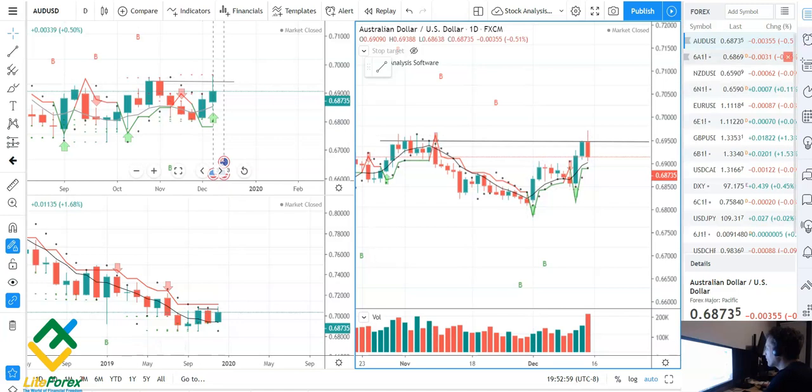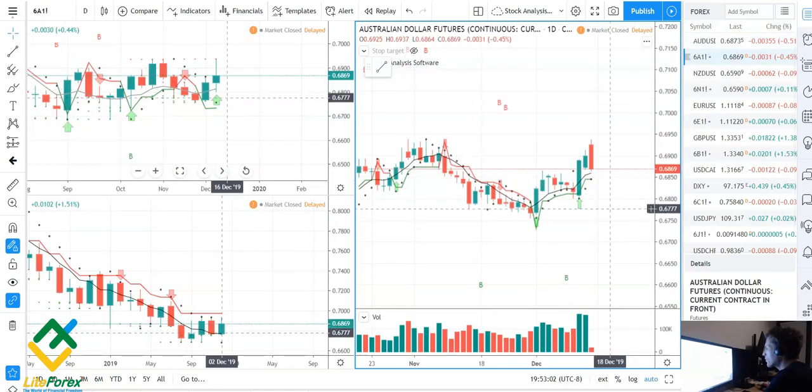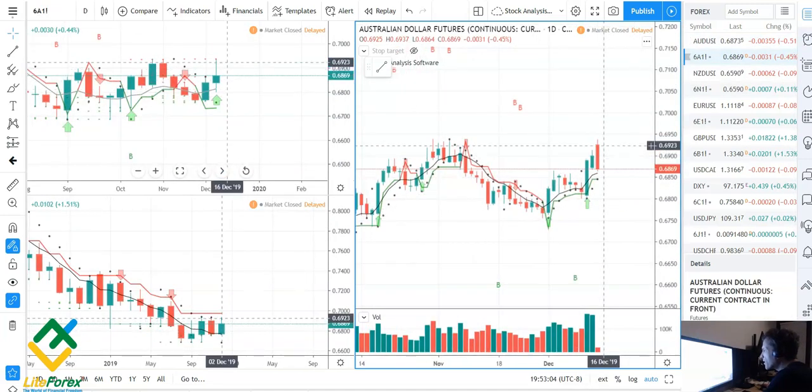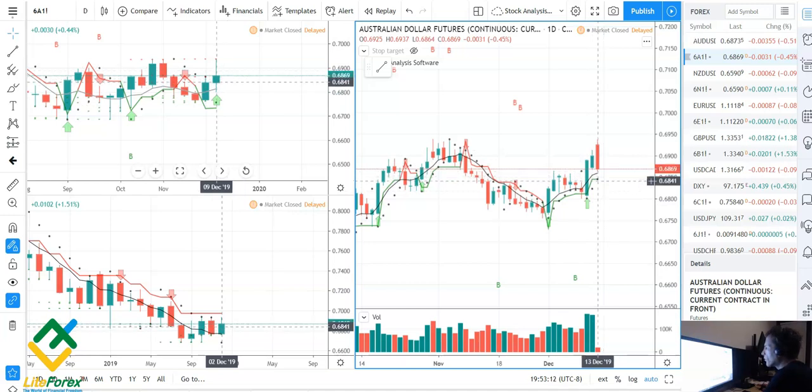If we look at the Australian futures, a little bit the same. You can see that resistance. The pressure is to the downside going forward. I'm going to lean more to the downside on Monday.